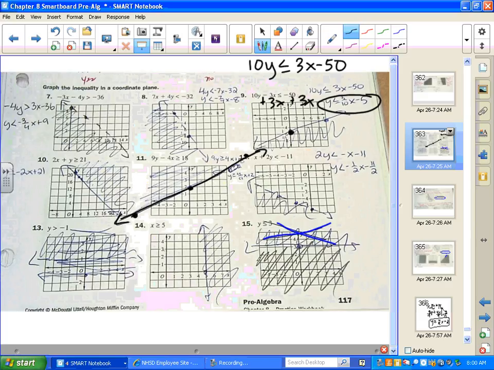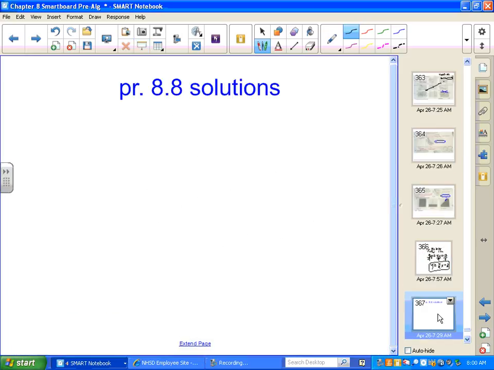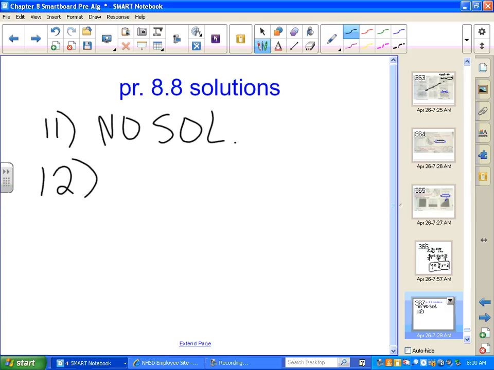Okay. Let's go to, you guys had a couple problems on 8.8, starting with 11. Okay, Sean, what did you get for number 11 on 8.8? Good. Why is there no solution? Good. No solution because they're parallel lines. Matt, number 12. Yeah, not right. If all else fails, check them on your calculator. Alyssa, what did you get?